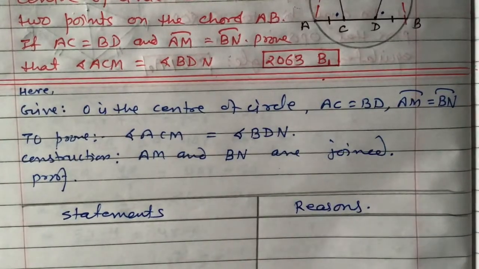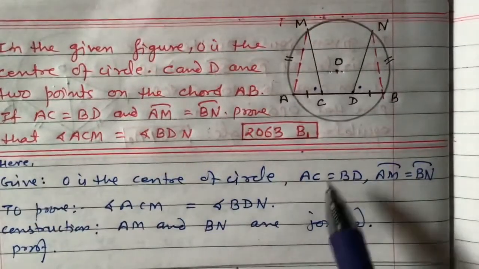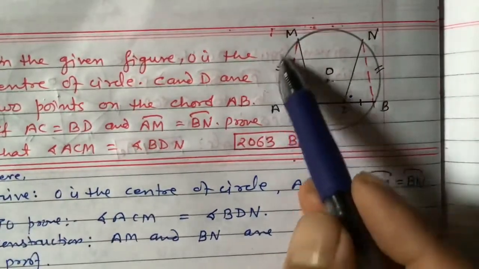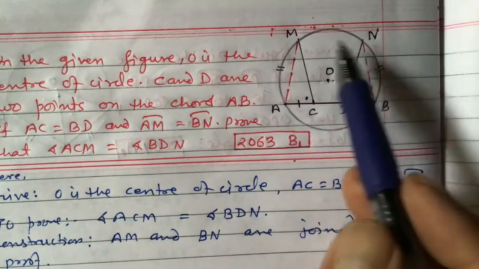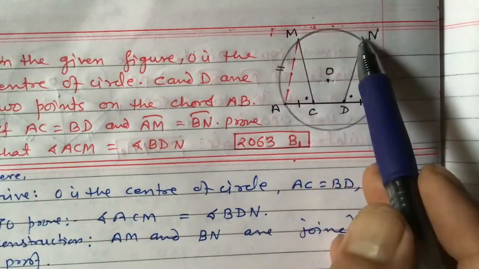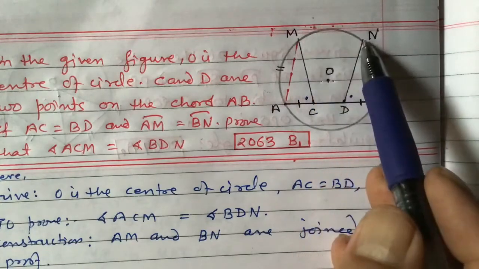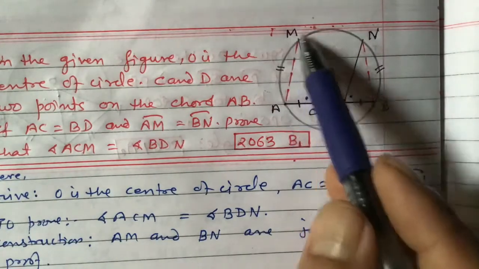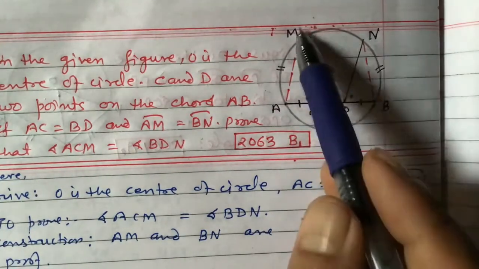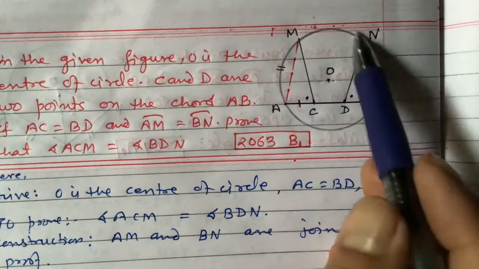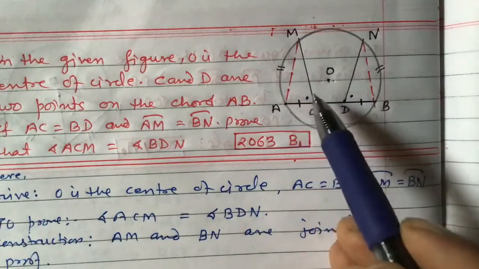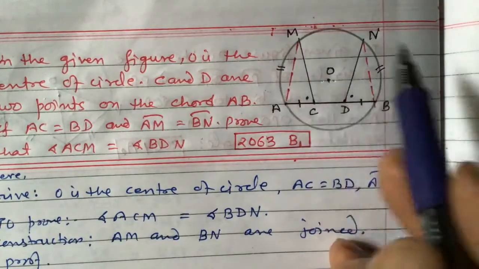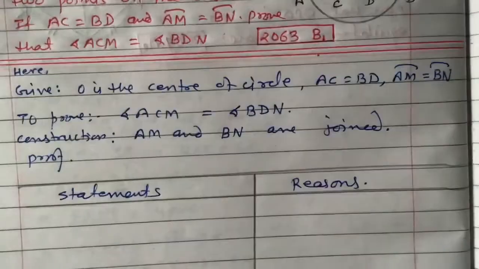Now look at it. After joining the figure like this, what can we do? AM equal to BN is given to us. In these two arcs, let us add MN to both sides. If you add MN to both sides, you will get arc AMN equal to arc BNM. Then equal arcs mean equal angles, and we will make these two triangles congruent to prove this. So let us write down here.